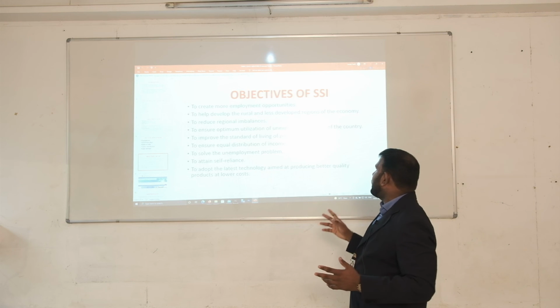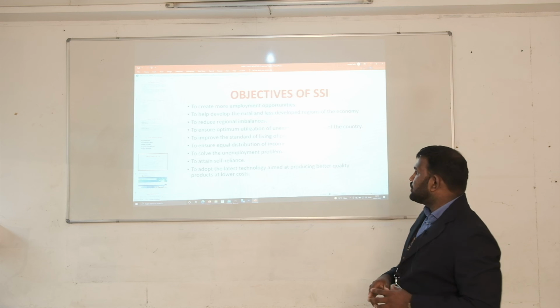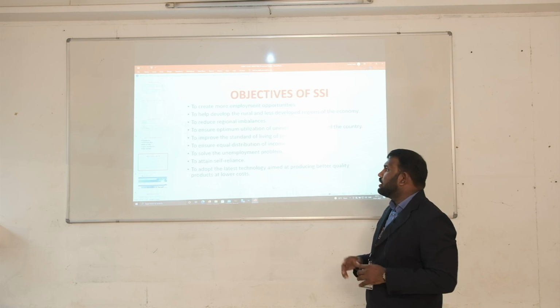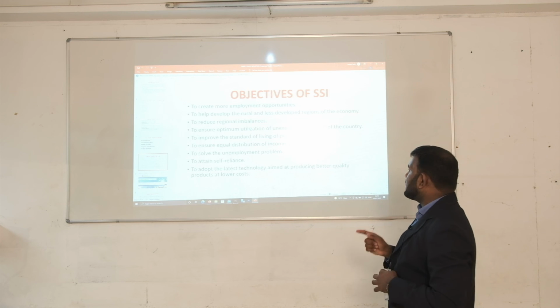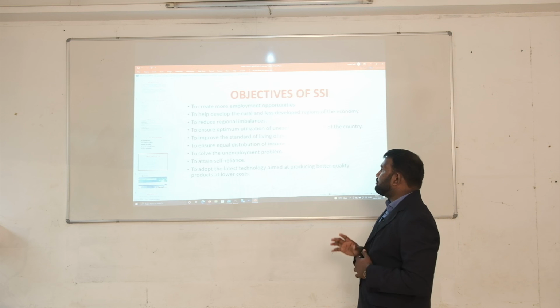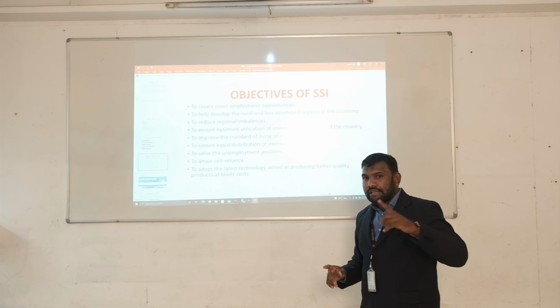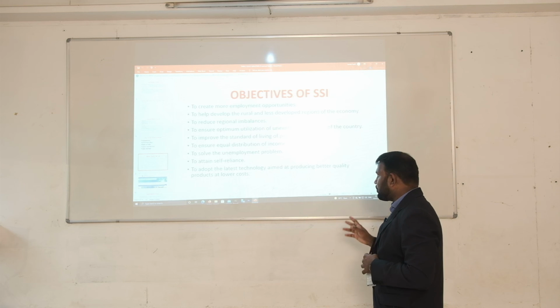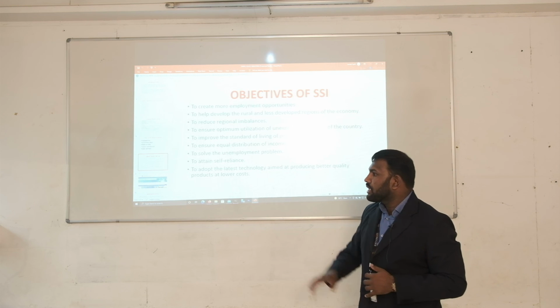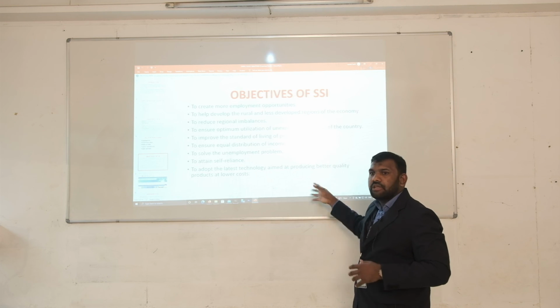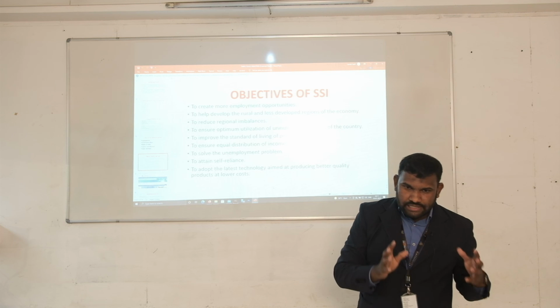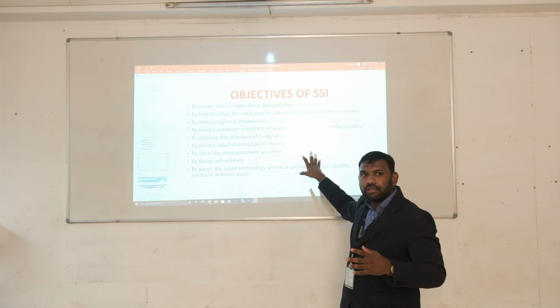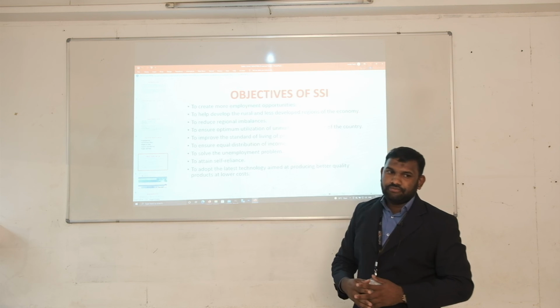and ensure optimum utilization of unexploited resources of the country, improve the standard of living of the people, ensure equal distribution of income and wealth, solve the unemployment problem, attain self-reliance, and adopt the latest technology aimed at producing better quality products at lower cost. These are the main objectives. Nowadays, most of the small scale industries are focusing on these objectives. Thank you.